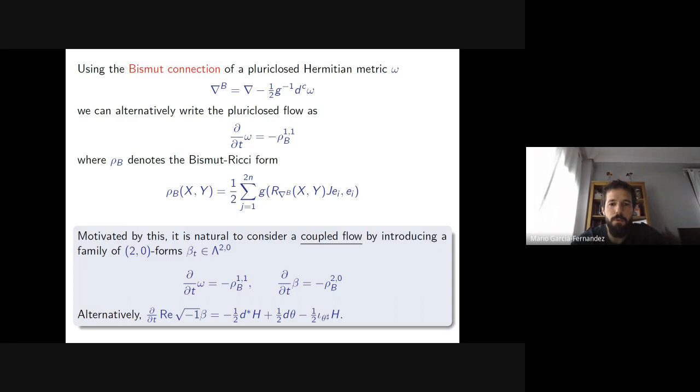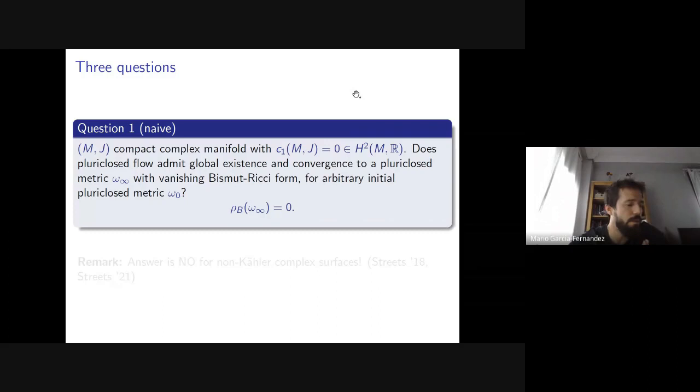Okay, so far so good. So we have pluriclosed flow. Hopefully this is kind of motivated by now, both from the physics and from the geometric point of view. And then we can ask the following question, which is literally the analog of Yau's result. So assume that you have a compact complex manifold with vanishing first Chern class. So I'm going to think of this as my Calabi-Yau condition. Does the pluriclosed flow admit global existence and convergence to a pluriclosed metric with vanishing Bismut-Ricci form for arbitrary initial pluriclosed metric omega? Okay, so assume that your compact complex manifold admits a background pluriclosed metric and has vanishing first Chern class. Then does the flow converge? And if it does, it converges to a pluriclosed metric which has vanishing Bismut-Ricci form?